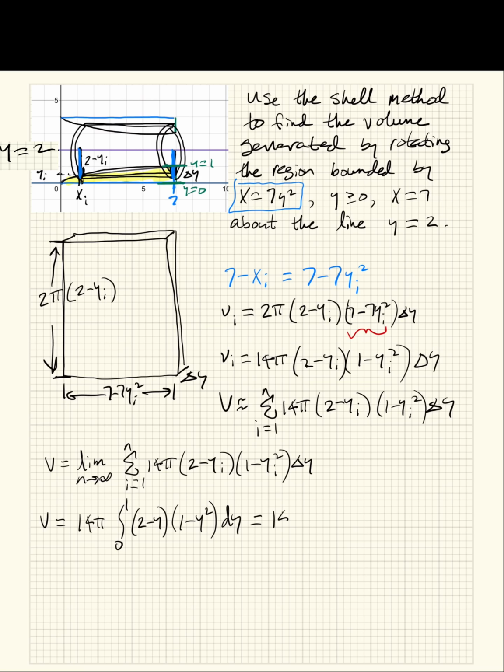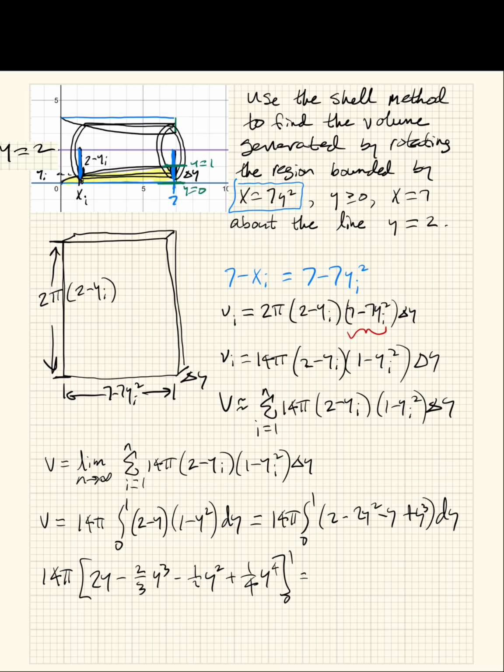If I'm going to evaluate this, I think what I'll do first is multiply out. So we would have 2 minus 2y squared minus y plus y cubed dy. And then we can integrate. So we'll have 14 pi times 2y minus 2/3 y cubed minus 1/2 y squared plus 1/4 y to the 4th, evaluated from 0 to 1. So we'll have 14 pi times 2 minus 2/3 minus 1/2 plus 1/4 when we substitute 1 for each of those y values. And then we will subtract from that what we would get if we substitute 0 for each of those y values, which will just be 0.